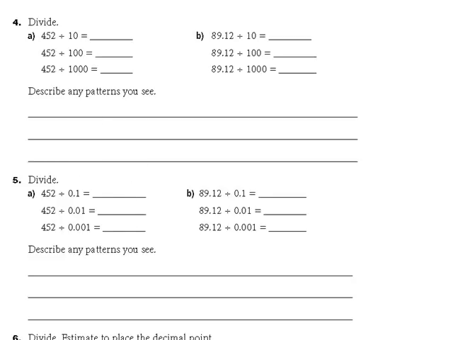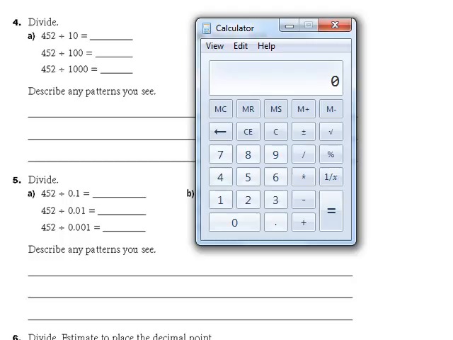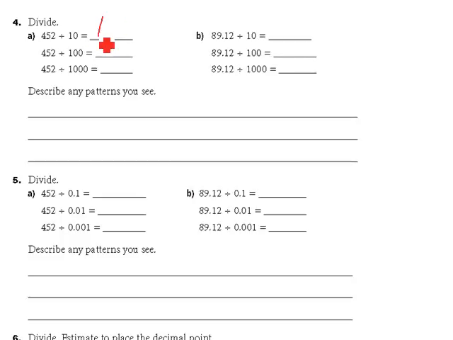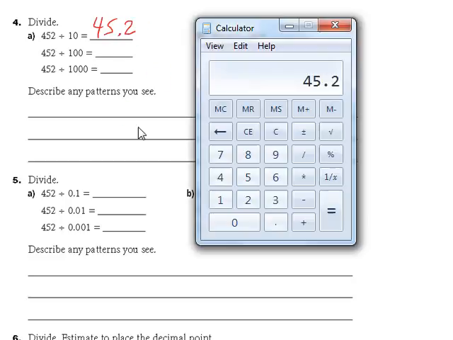I can use my calculator, and that's okay if you want to use your calculator at home or the calculator on your computer. Whoops, calculator just went away. There we go. And you just start at the first one. 452 is divided by 10. When I do that, I can see a very clear pattern emerges. This is 45.2. I bet you can already guess what the next one would be. If I go back to the calculator and clear, 452 divided by 100, it's going to be 4.52. You see the pattern that's happening.